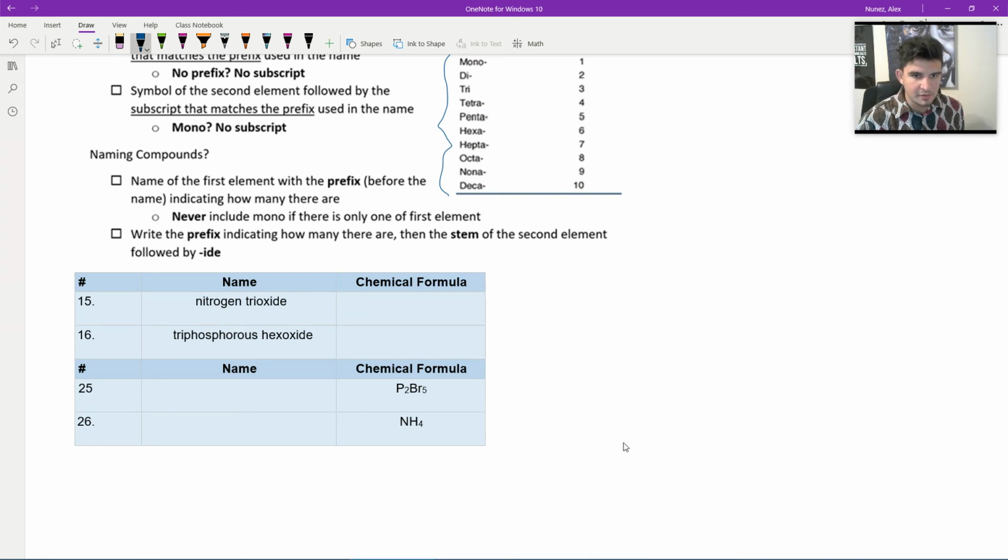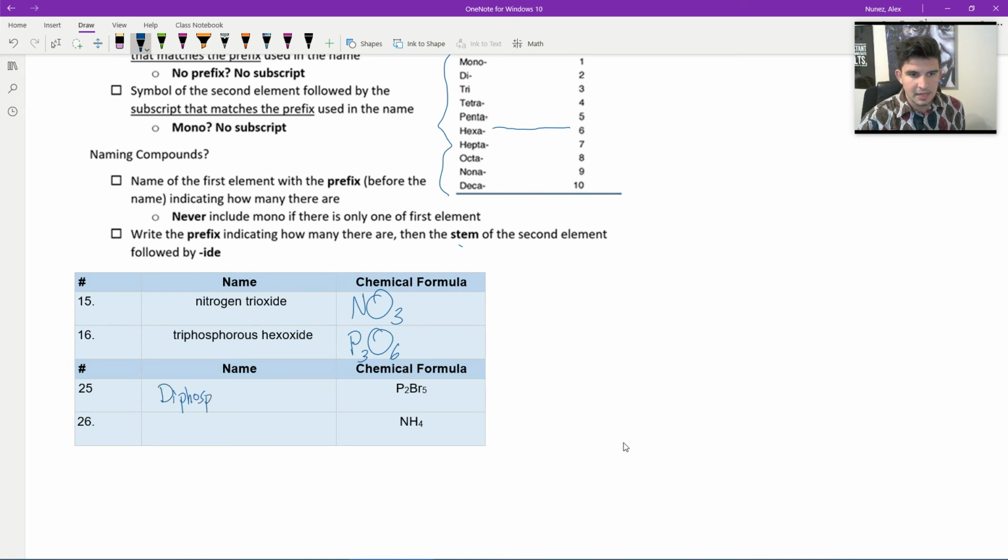Nitrogen does not have a prefix, so it's just 1. And then it's trioxide, so that is O3, tri meaning 3. Triphosphorus means that there's 3 phosphoruses. Hexoxide means that there are 6 oxygens. Hexa is 6. Going the other way, we have 2 phosphoruses, so that would be diphosphorus.